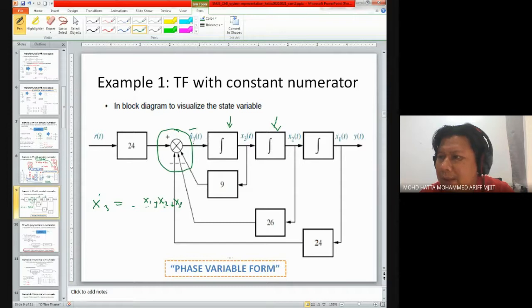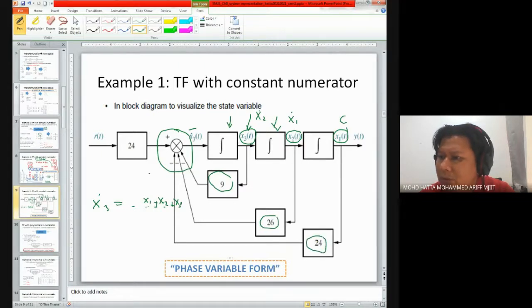And if you integrate x3 dot, you will end up with x3. And if you integrate x3, basically this x3 is also known as x2 dot. You should refer to the definition that we have earlier. And if we integrate x2 dot, it will lead us to x2. And basically x2 can also be written as x1 dot. And if we integrate x1 dot, it will lead us to x1. And of course, x1 is basically our output that we desire. And this 9, this 26, and this 24 are basically multipliers.